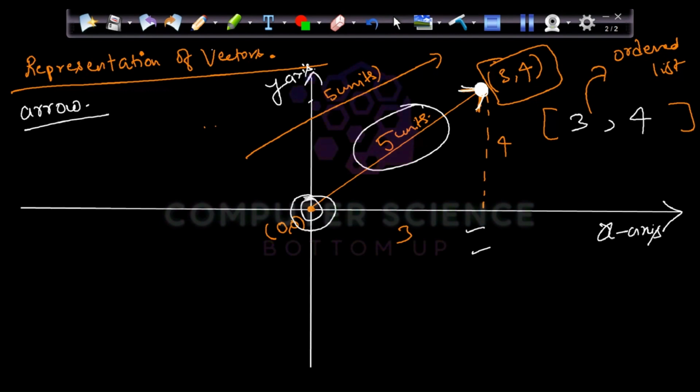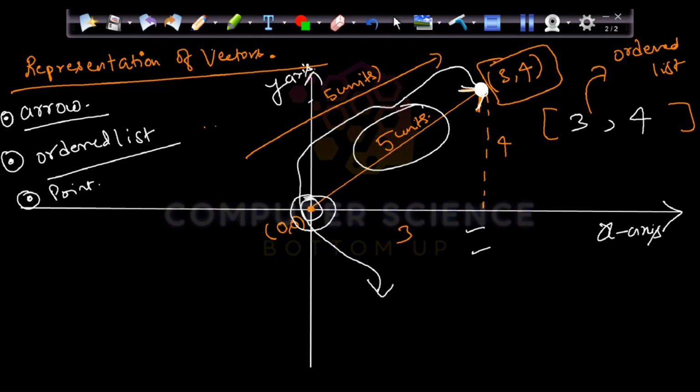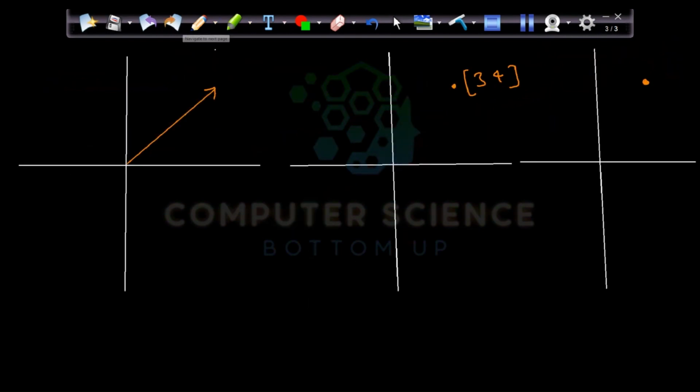So you can represent a vector using an arrow, you can represent a vector using an ordered list of coordinates, or simply as a point, because for a given coordinate there is going to be only one point. So there are 3 ways to represent one vector. Let me give you all those 3 in another page. Okay, so these are the 3 ways to represent a vector. This coordinate is 3 and this is 4.